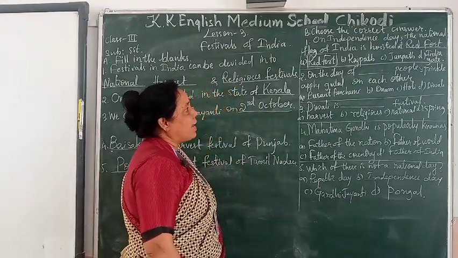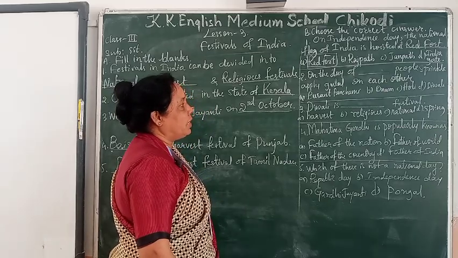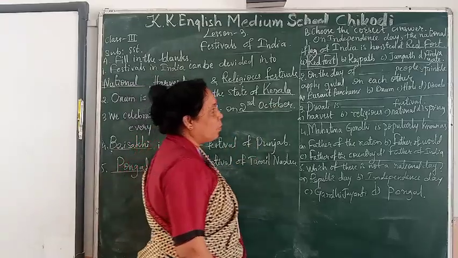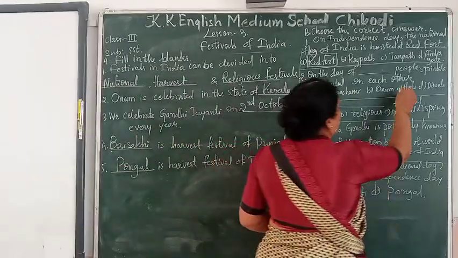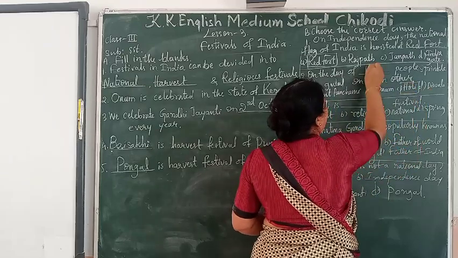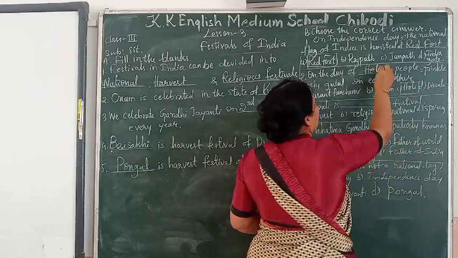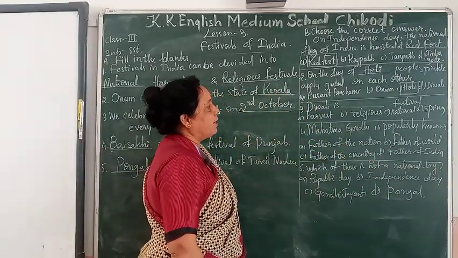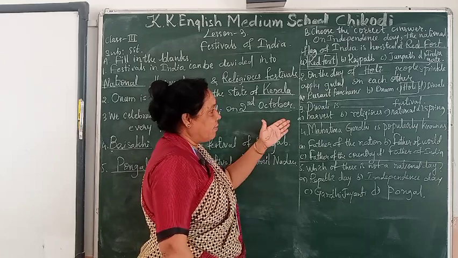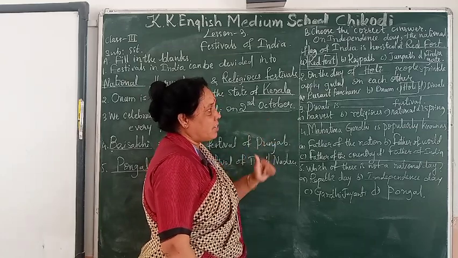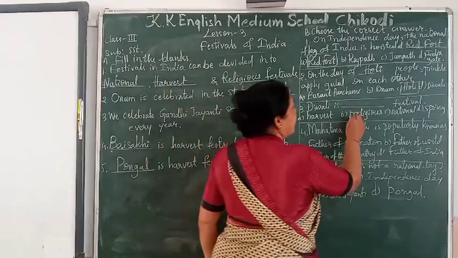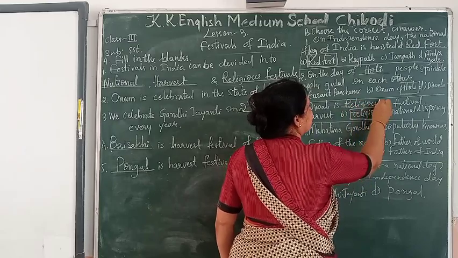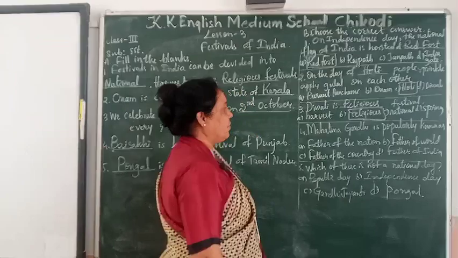Next, on the day of, people sprinkle gulal on each other. On which festival? The options are Basanta Panchami, Onam, Holi, Diwali. The answer is Holi. On the festival of Holi, people sprinkle gulal on each other. Third one: Diwali is a dash festival. It is a harvest festival, religious festival, national festival or spring festival. It is a religious festival. Diwali is a religious festival.